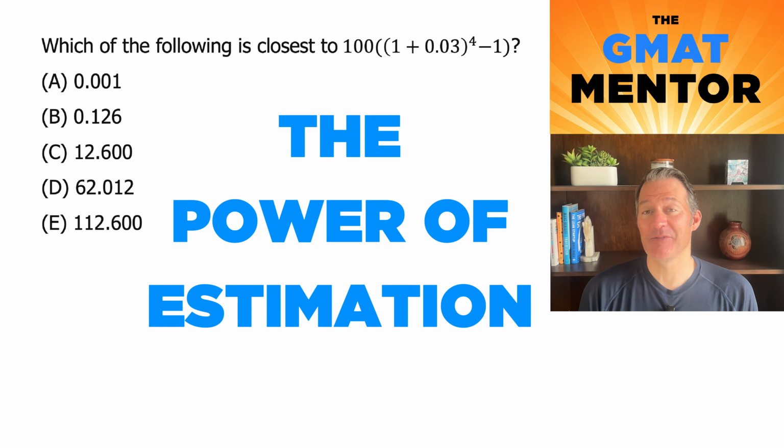A common theme on the GMAT is being smart about calculations, keeping them as simple as possible. That saves time and it often reduces mistakes as well. Here's a great example. Pause the video if you'd like to give it a try.